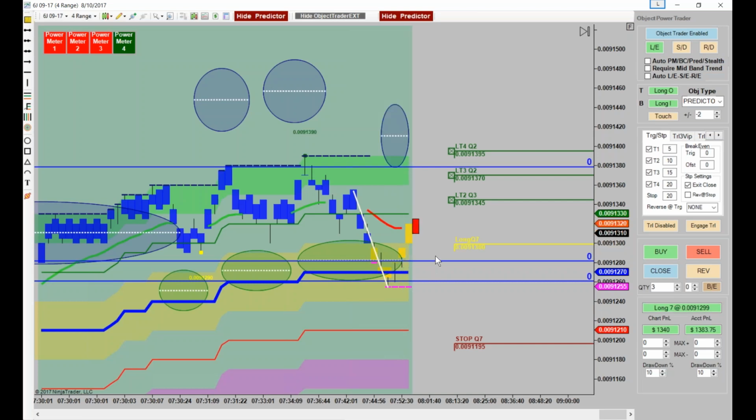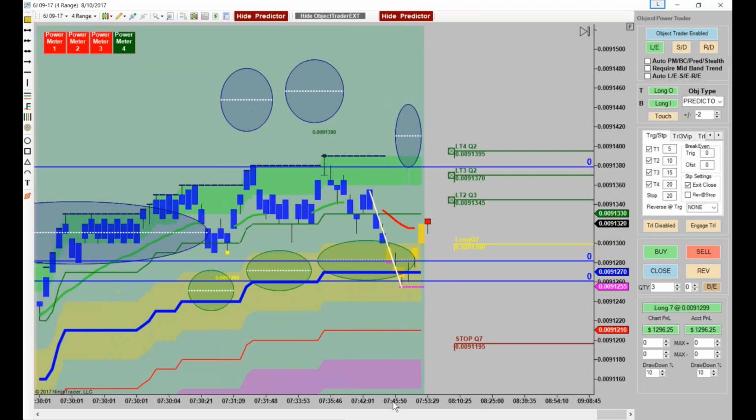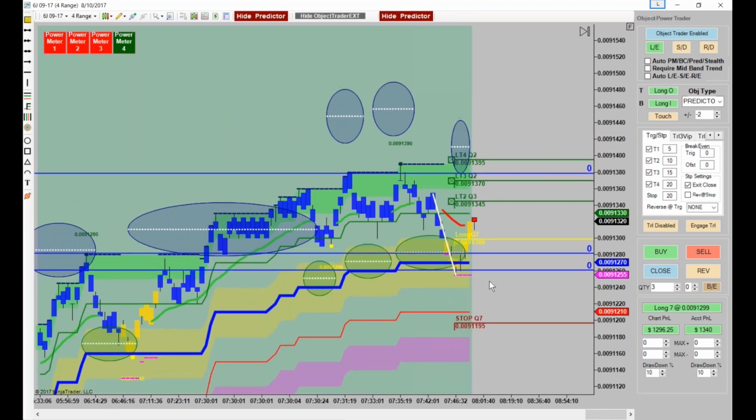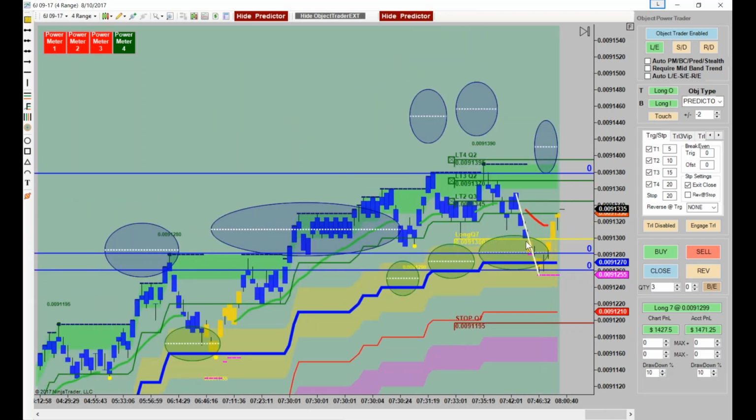Good deal. Oh, that's the predictor. That's the predictor that fired. Yep. Not lightning. We're not on lightning. See how predictor fired right here? So we were touch -2. So what it did is it actually fired 2 ticks inside the predictor. And we got us a trade.